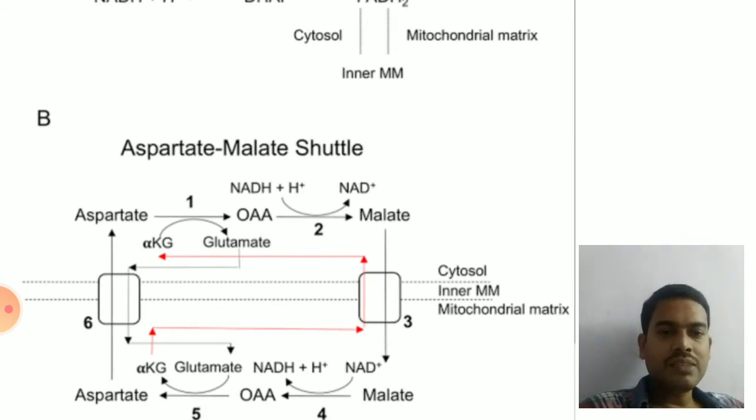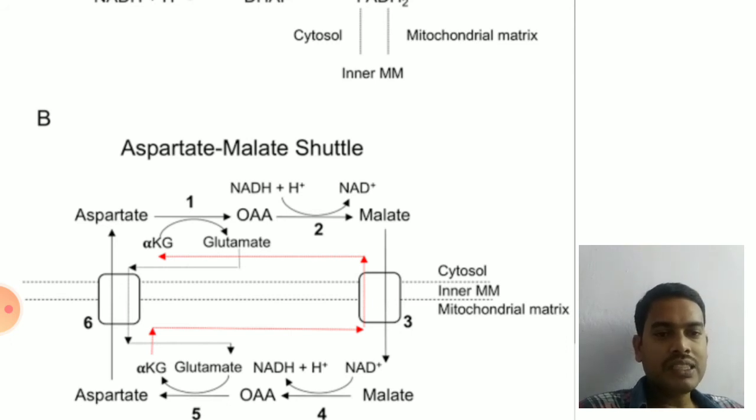The other shuttle system is the malate aspartate shuttle. You can clearly see the NADH2 is present in the cytosol, the inner mitochondrial membrane, and the mitochondrial matrix. Now oxaloacetic acid will be converted into malate, as the hydrogens present on NADH2 are transported onto oxaloacetic acid, converting it into malate. Now this malate can enter into the mitochondrial matrix. Malate can easily cross the mitochondrial membranes.